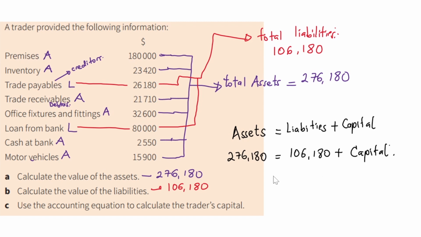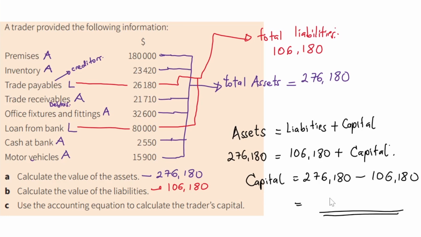So when we make capital the subject of the formula, we shall end up with our capital being equal to 276,180 minus 106,180, and then what we have here is 170,000. So 170,000 is our capital right here. Of course, all these figures are in dollars, because up here they are telling us that that's the unit of currency being used. So yeah, we finished that question. That is how we do it. Let's move on to the next.